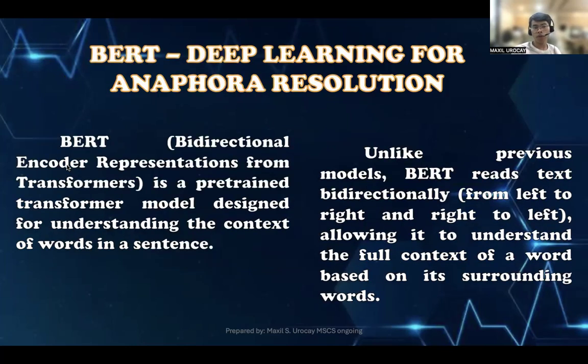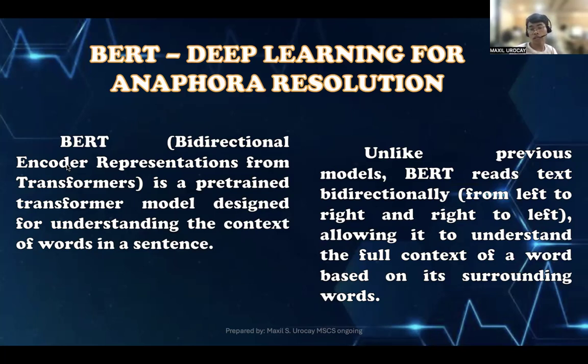Now, for deep learning, in terms of BERT, let's go over it in case you're not able to study the deep learning model yet. BERT, or Bidirectional Encoder Representations from Transformers, is a pre-trained transformer model designed for understanding the context of words in a sentence. Unlike previous models, BERT reads text bidirectionally, from left to right and right to left, allowing it to understand the full context of a word based on its surroundings.